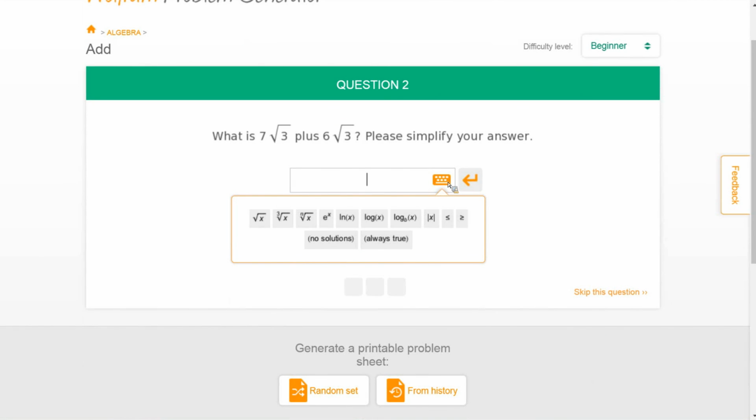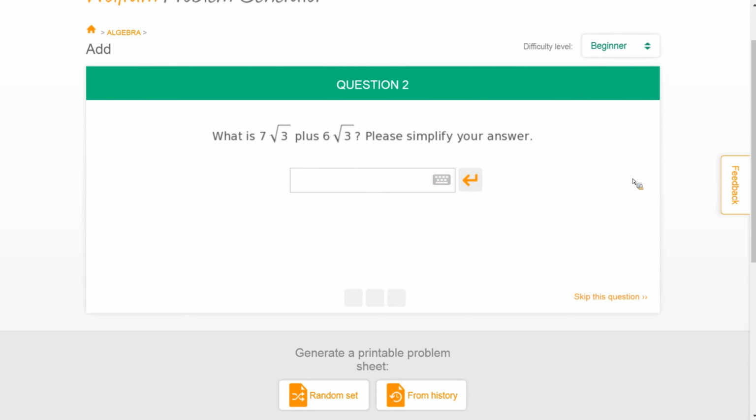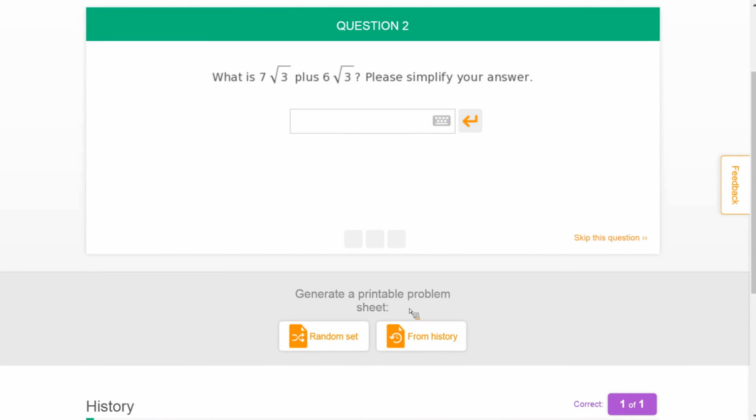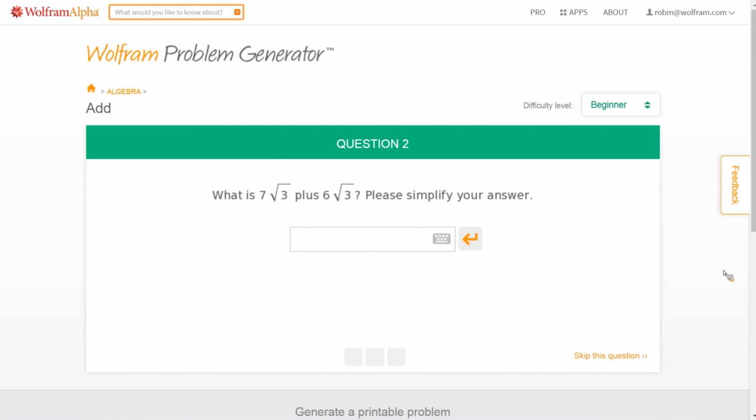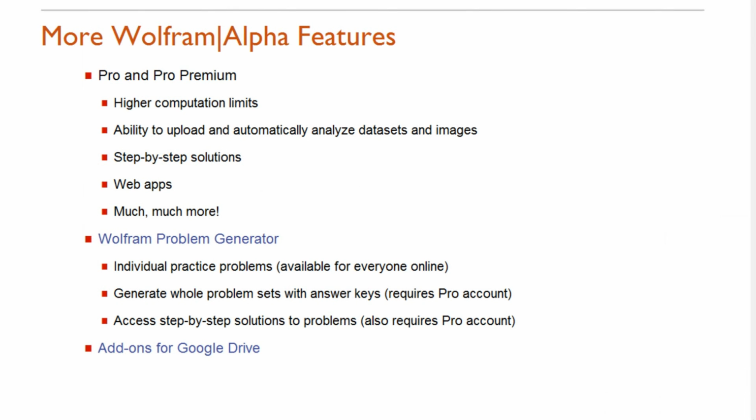If you are having difficulty and you have a Pro subscription, you can get the step-by-step solutions. If you want to generate just random problem sets of a certain type for your class, you can do that with a Pro account as well. So the problem generator is a great way to just hone the skills that are lacking for certain students.